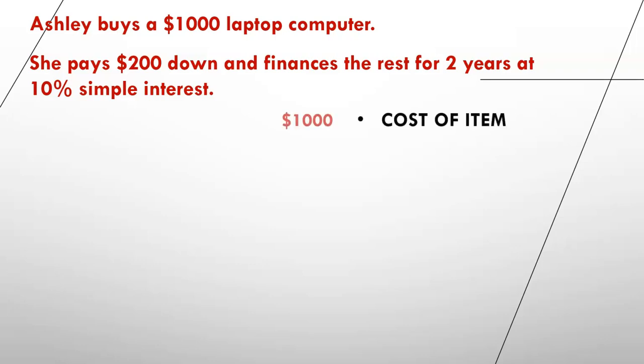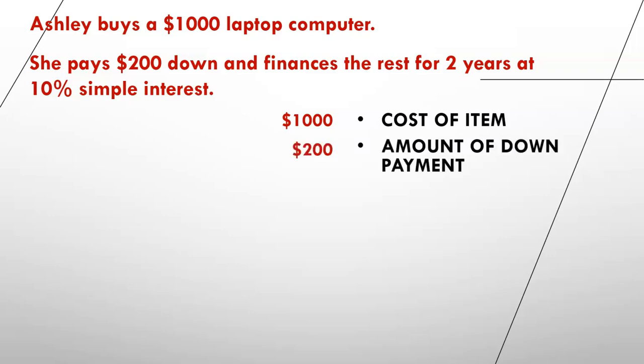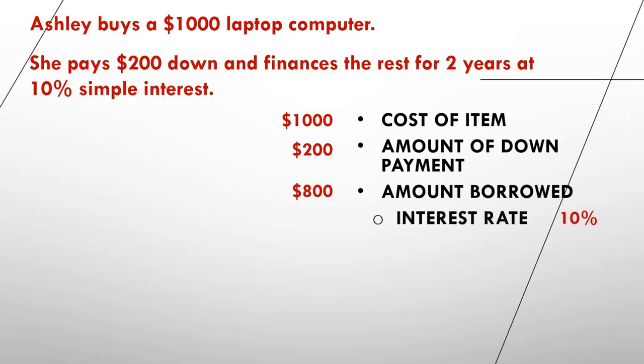First of all, the item still cost $1,000. Of that $1,000, she has $200 to make as a down payment. She'll need to borrow the rest of the cost. So $1,000 minus $200 is $800 that she'll need to borrow. Now we need to know 2 more things about the loan. The interest rate, which is 10%, and the length of the loan, which is 2 years.